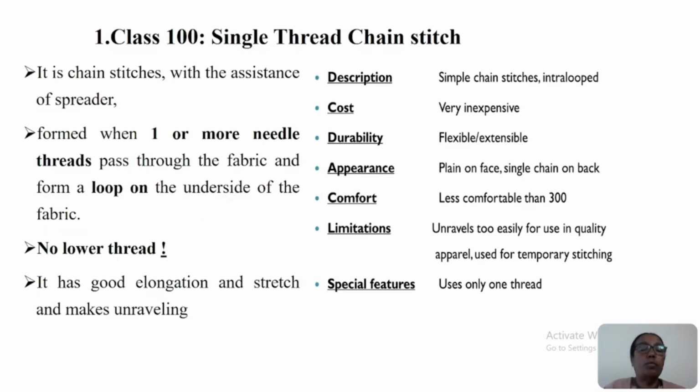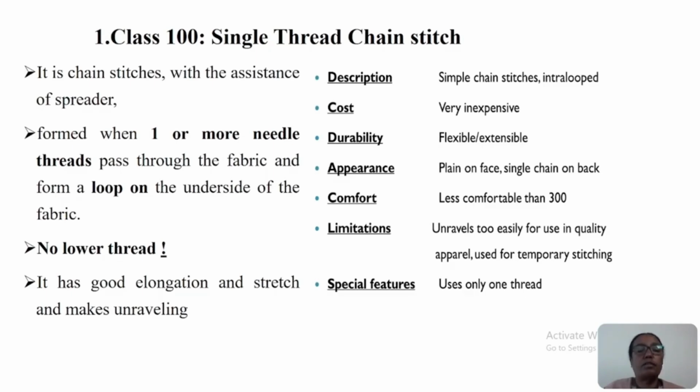You'll see one by one in a class 100 or single thread chain stitch. It is a chain stitch with assistance of a spreader. This class 100 single thread chain stitch is assisted with a spreader as the lower part of the thread, from when one or more needle threads pass through the fabric and form a loop on the underside of the fabric.